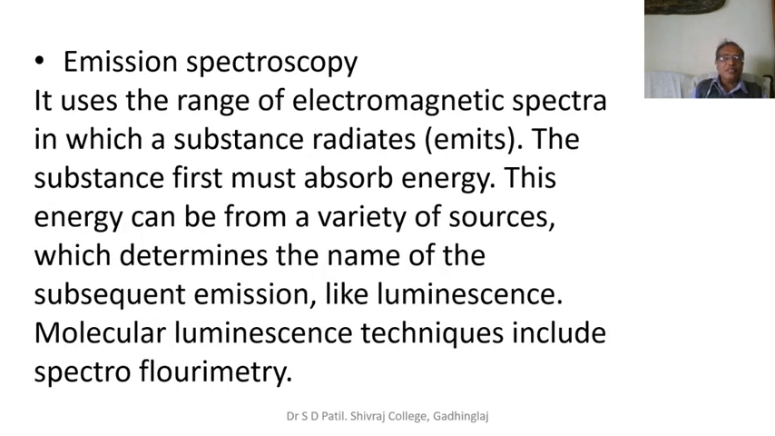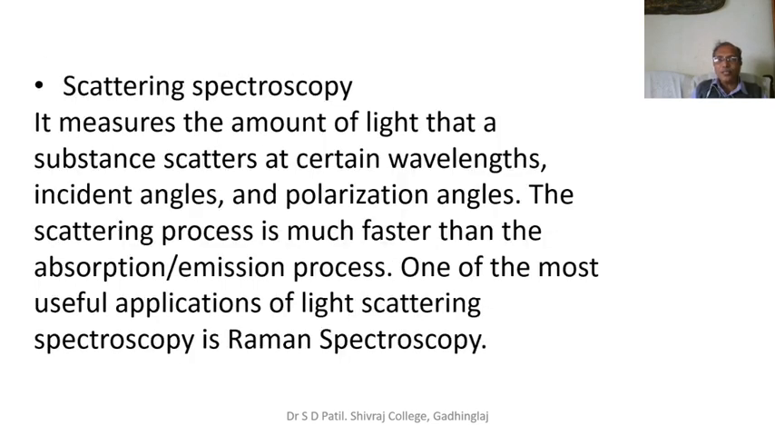There is one branch called emission spectroscopy. It uses the range of electromagnetic spectra in which the substance radiates or emits some of its absorbed electromagnetic radiation. The substance first must absorb energy. This energy can be from a variety of sources, which determines the name of the subsequent emission, like luminescence. Molecular luminescence techniques include spectrophotometry also. So one technique is called absorption spectroscopy, the other is called emission spectroscopy.